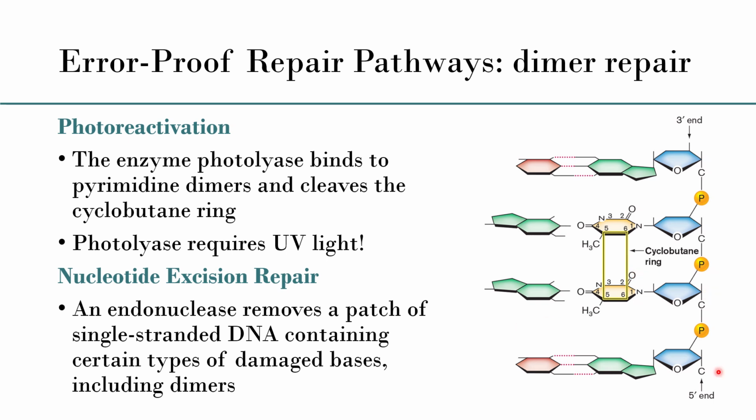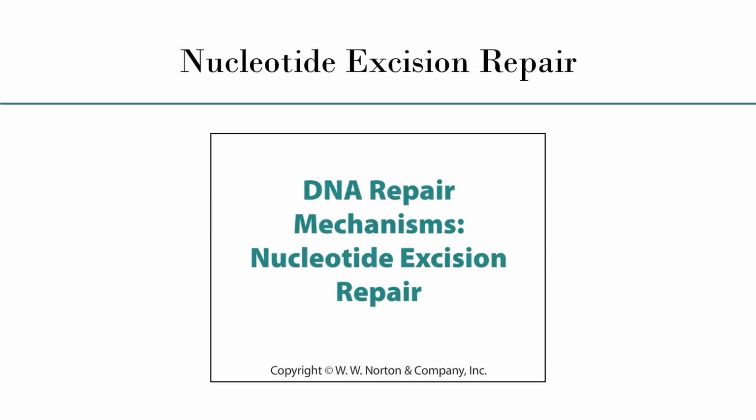Then the next one is nucleotide excision repair. So this is just an endonuclease enzyme that will come in and cut the DNA, and it'll cut it on a single stranded cut rather than a double stranded cut going through the whole DNA molecule, and remove certain types of damaged bases, one of which is these dimers. And then it will repair them with DNA polymerase. So there's a video on that as well.